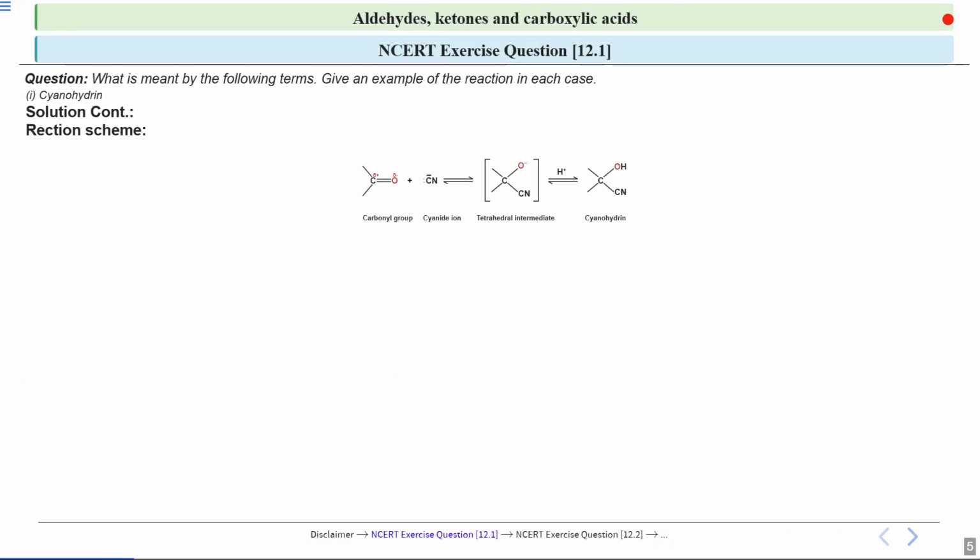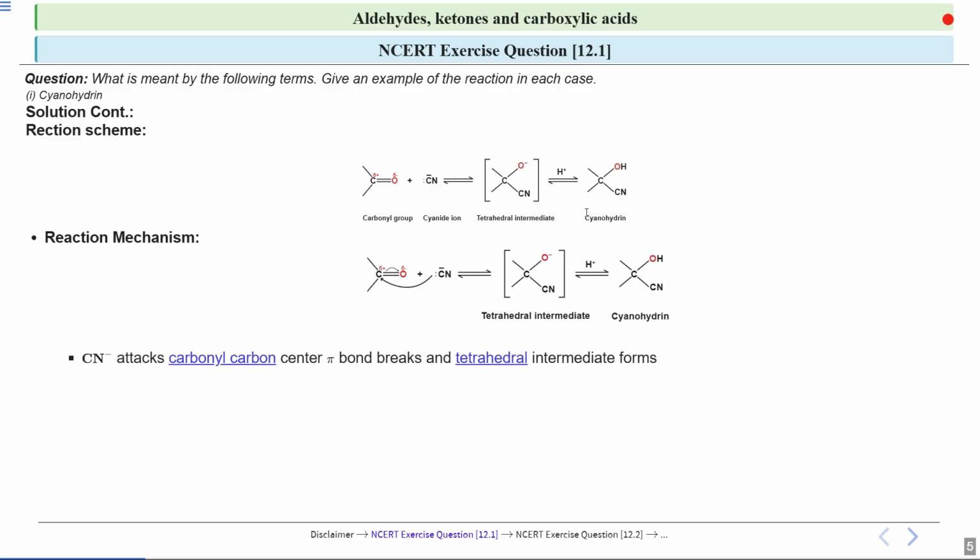Now continuing with this, here you see a reaction scheme for forming cyanohydrin. So you see over here a carbonyl compound. When it reacts with cyanide ions, this gives you a tetrahedral intermediate, which further forms a cyanohydrin. So one by one, let us see how this mechanism proceeds. We will look at the reaction scheme in more detail, so it will give you a better picture.